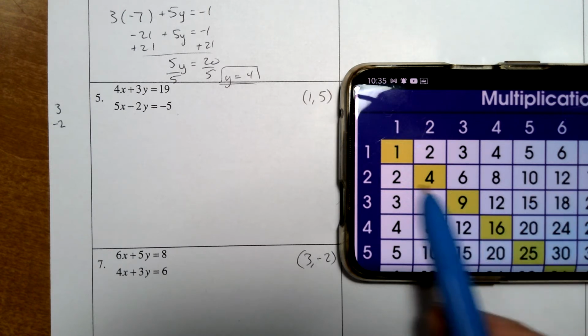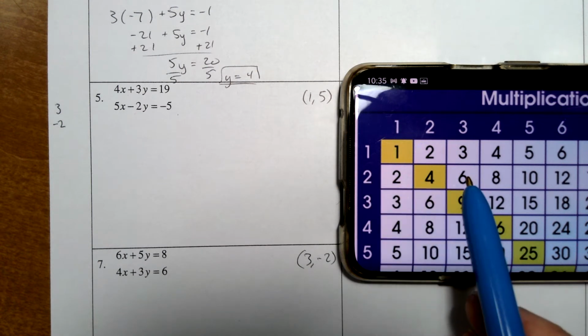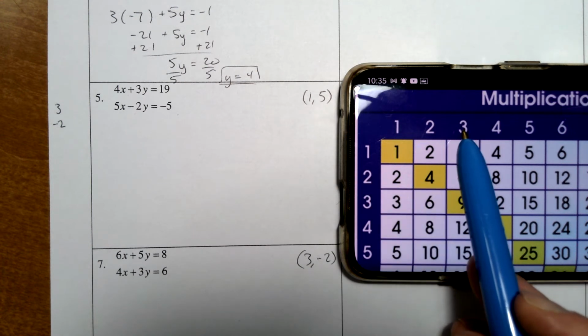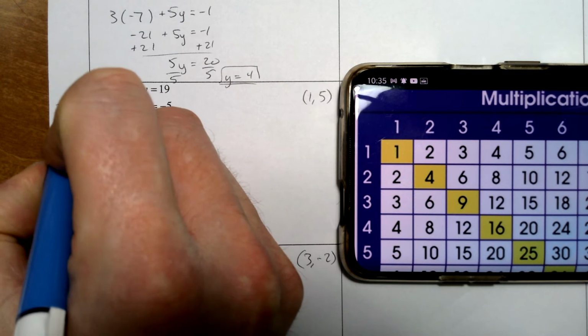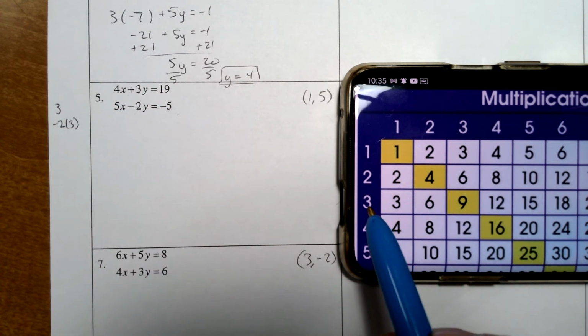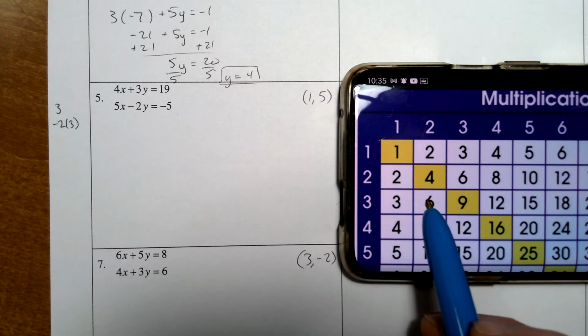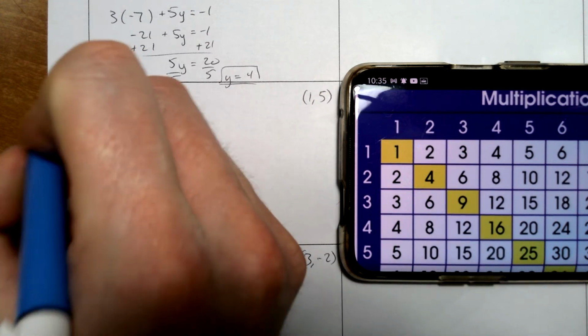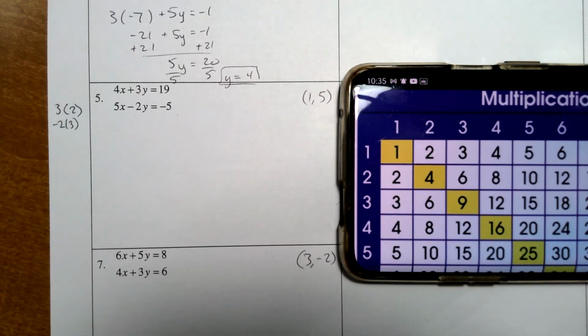So how do you go from 2 to 6? Well, you use the 3. So 2 times 3, and then how do I go from 3 to 6? Well, I have to use a 2. So then I'm going to use the 2. And this is going to remind me what to do.